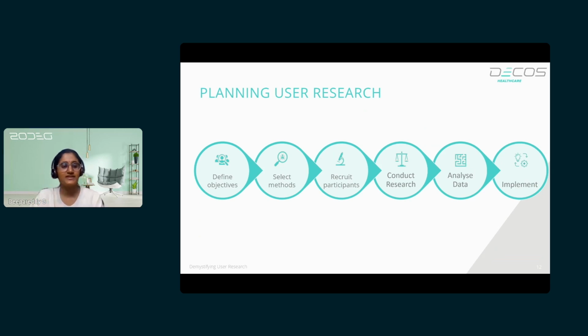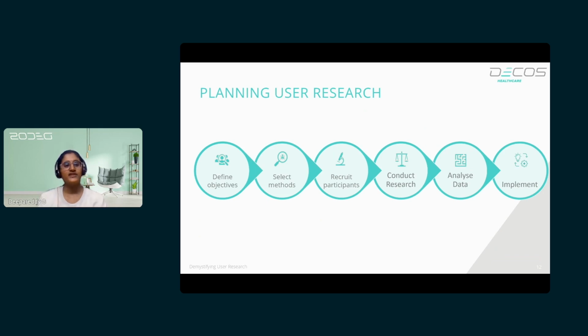The third key step here is recruiting the participants, who will represent the actual users. We may call them participants or representative users. We identify and recruit users who match our target audience, so we can collect relevant and accurate data. So the first step is defining objectives, second selecting the methods, and third recruiting participants. The fourth step is conducting the actual research, where we execute our chosen methods effectively and ethically, most importantly ethically, to gather reliable data.